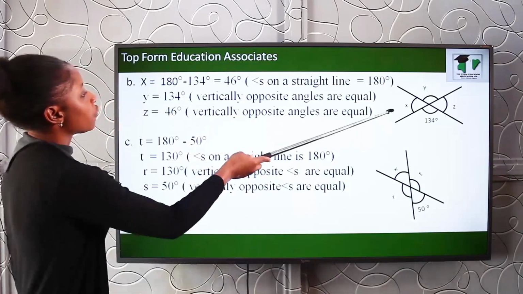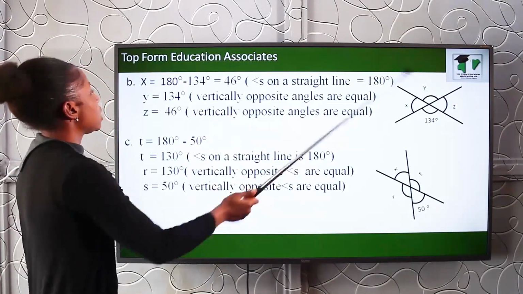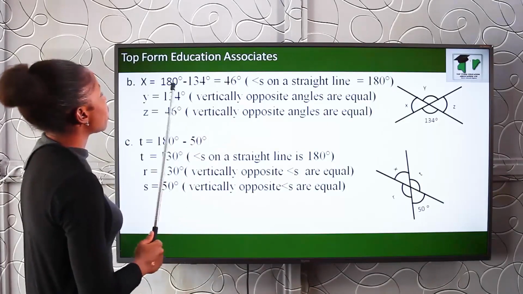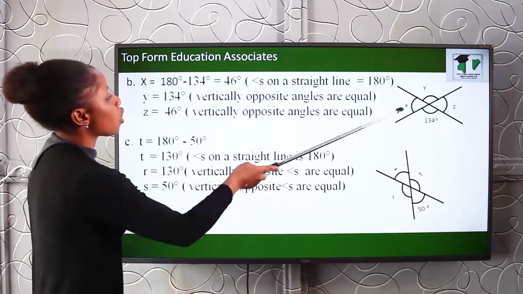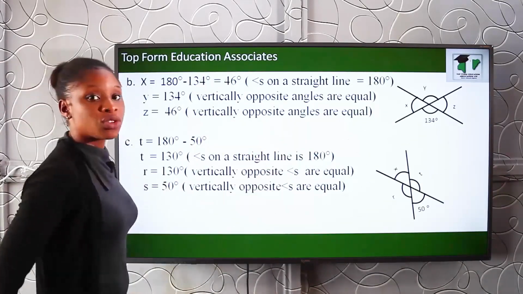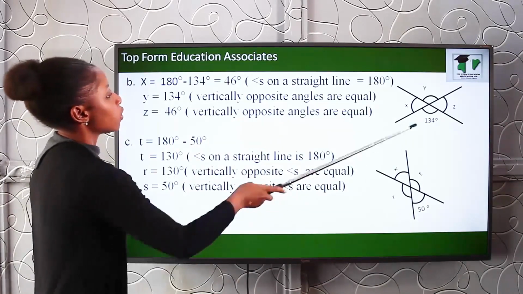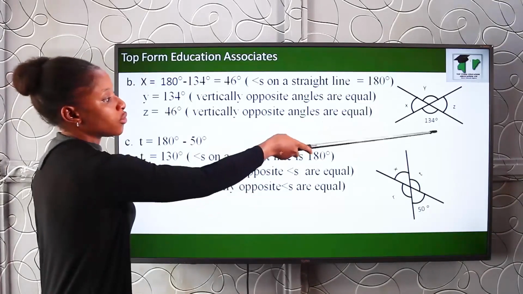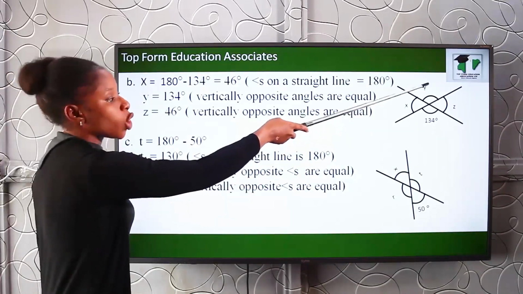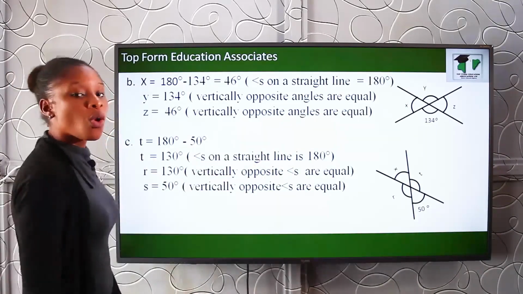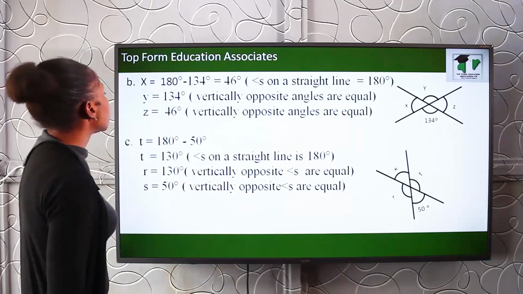Now, we're asked to find also the value for x, y, and z in this diagram. Similarly, we are going to subtract 134 from 180 because angles on a straight line add up to 180 degrees. When you do that, you're going to get 46. Now, y is vertically opposite to 134. So, therefore, y is also 134 degrees.